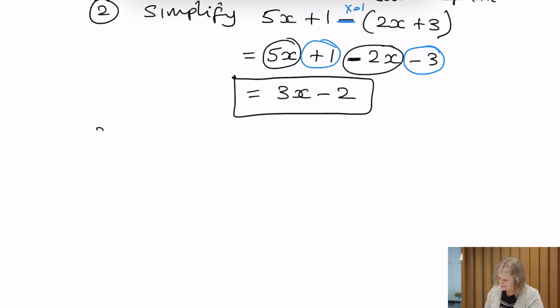Okay, so let's have a look at the next question. So again, we still have an expression here. We're going to simplify this.